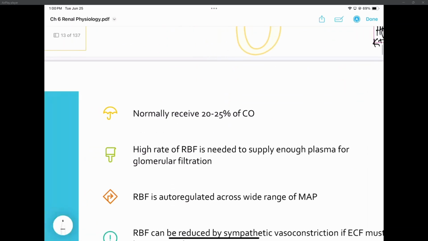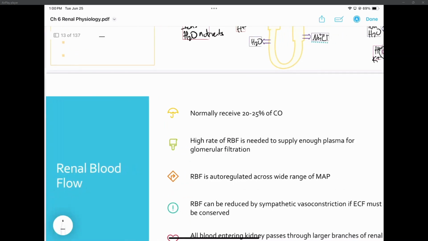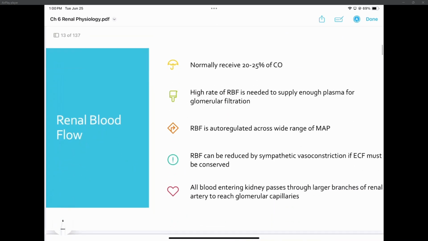Okay. So let's talk about renal blood flow. Normally, kidneys get about a quarter of our cardiac output. We need a high renal blood flow. It's RBF, resting blood flow, whatever, you want to know the rest. Now that's in your mind. Every time you see it, that's all you're going to think of. We need a high amount of renal blood flow perfused in the kidneys to get enough plasma for filtration.